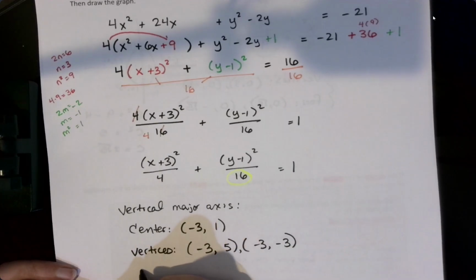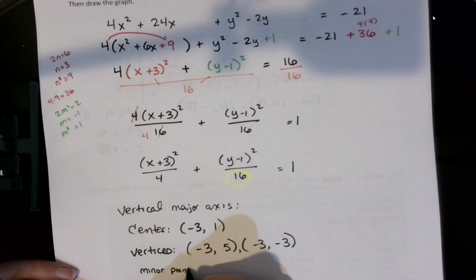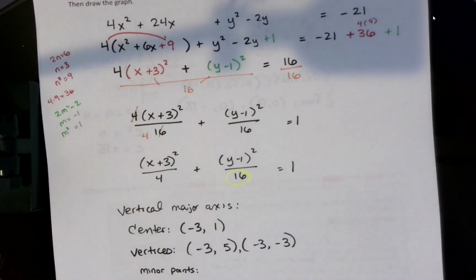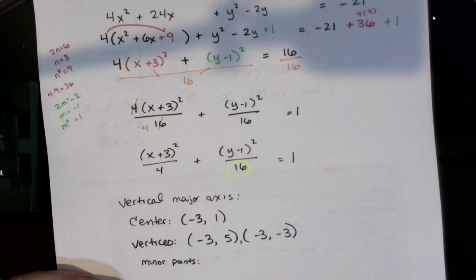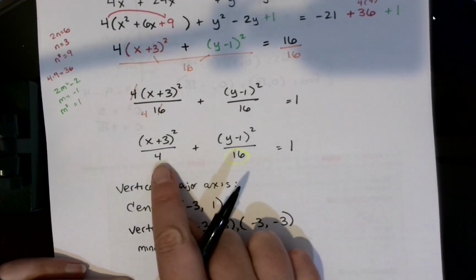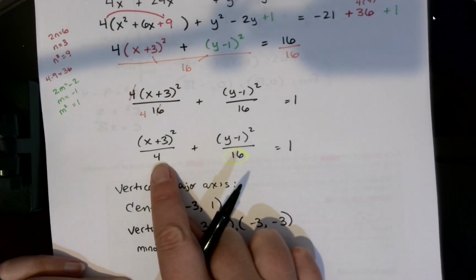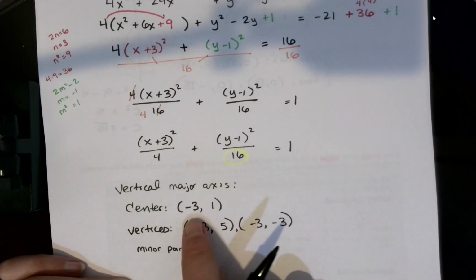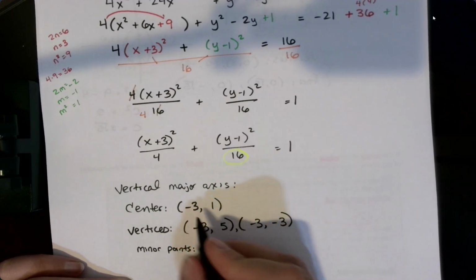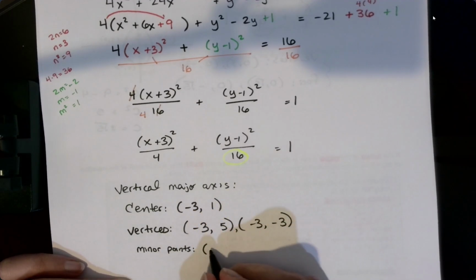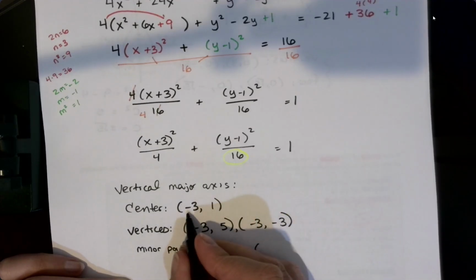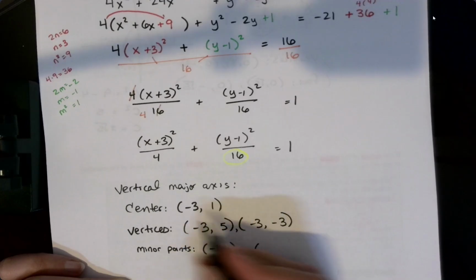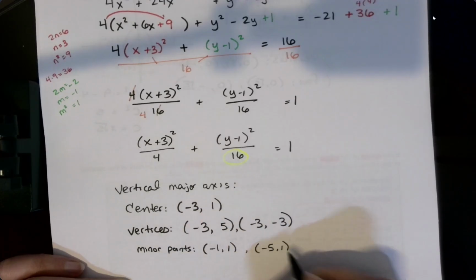I'm also going to note my minor points. It doesn't ask me to, but in order to graph it, I have to know where they are. So let's just note those as well. They're not called vertices, but they're the directions that we would go along the minor axis. So 2, up and down, or left and right, I should say, past the center. So if we go to the right, we're going to add 2. -3 plus 2 is -1, 1. If I go in the other direction, subtract 2, -3 minus 2 will be at -5, 1.